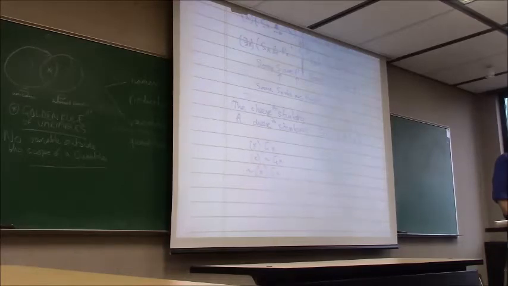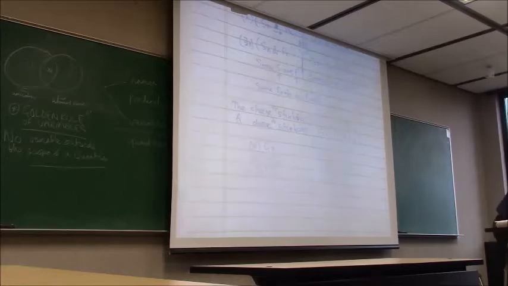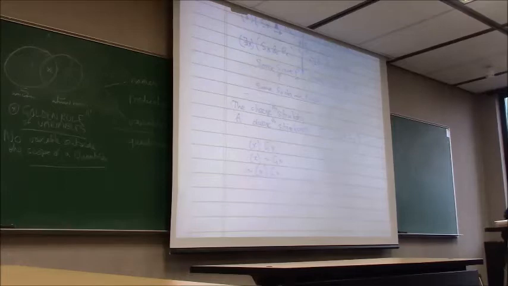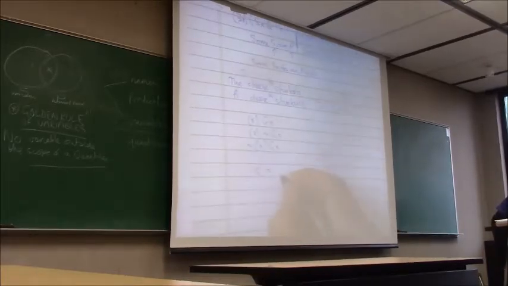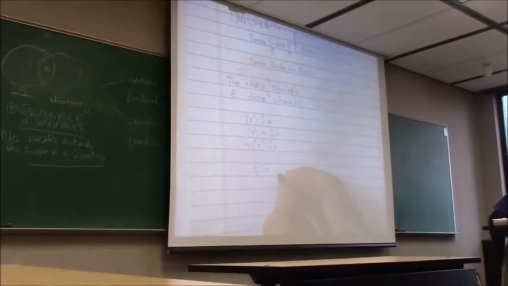Well, first of all, tell me what predicates we're going to need. We're only going to need one. What is the predicate that we'll need? G for "blank is a ghost." Thank you. Blank is a ghost. All right.